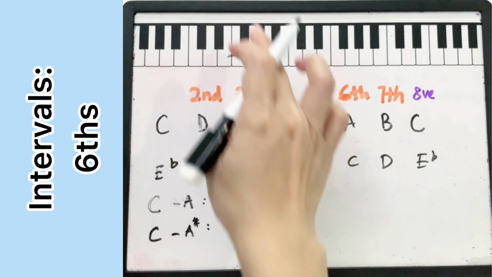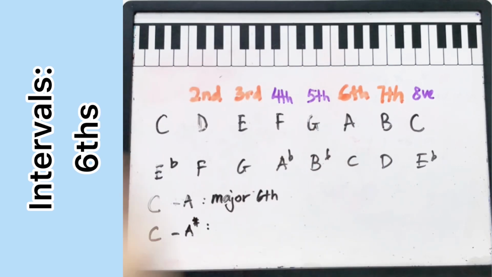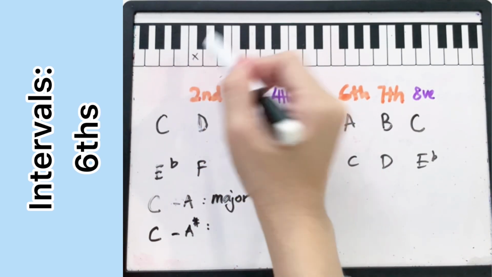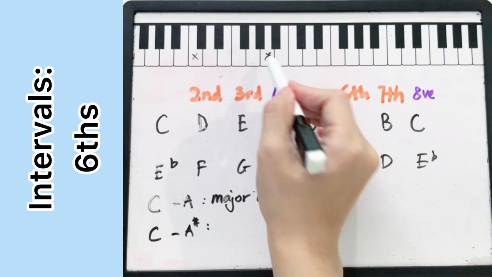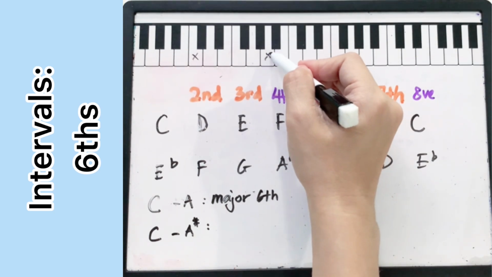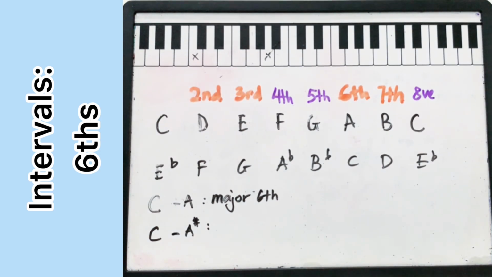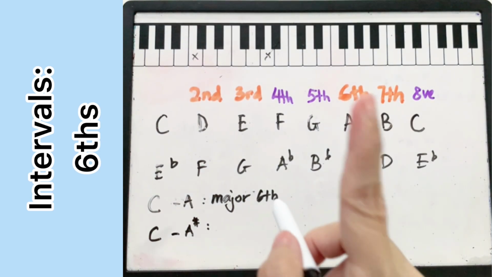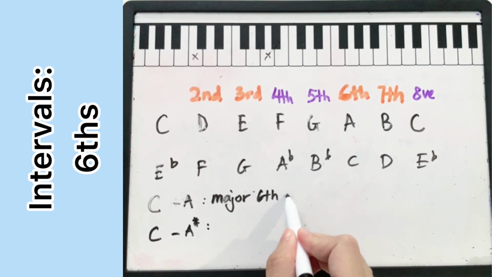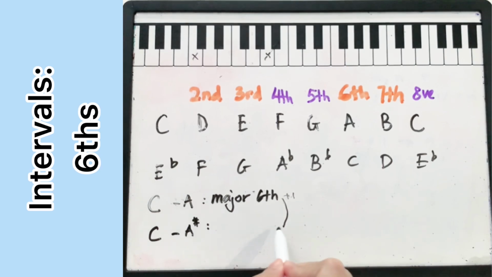C to A sharp. If we look at the intervals here, we have C, A. So C to A is a major 6th. What happens if you go a step further? Then the distance is wider, right? When the distance is wider, it's +1. Then it's an augmented 6th.